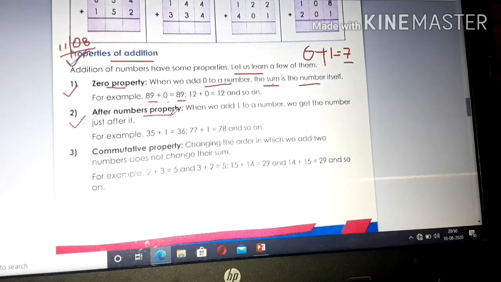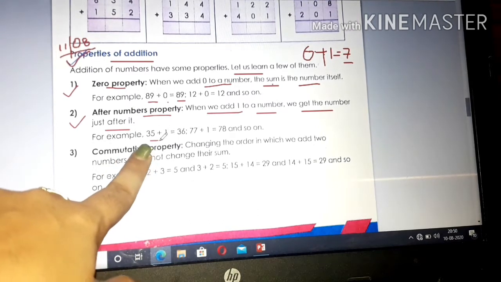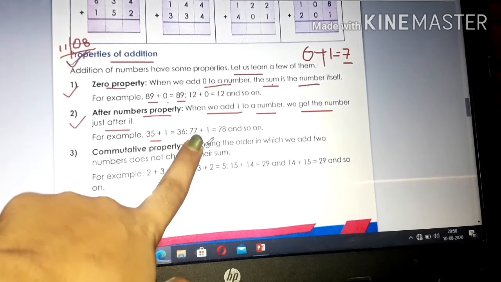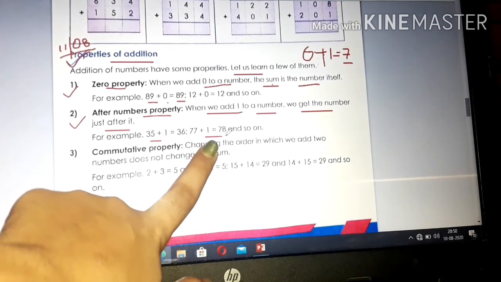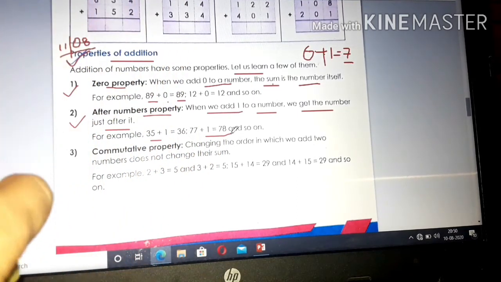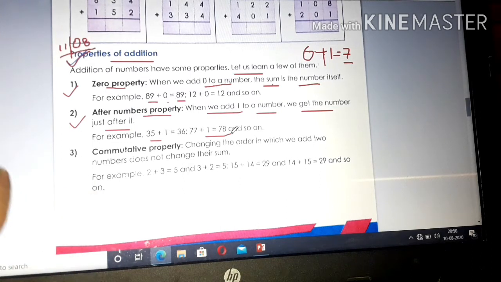Number 2, the after-number property. After number, before number, between number, you have studied, isn't it? Now what is the property? When we add 1 to a number, children, we get the number just after it. Suppose, for example, 35 plus 1. What do you get? 36. 77 plus 1. What do you get? 78. Have you observed this, children? When we add 1 to a number, we get the number just after it.